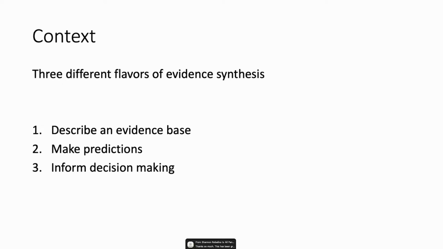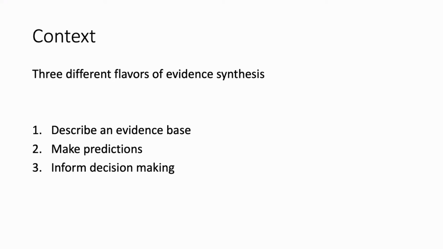So in general, let me offer the following observations: that we have at least three different flavors of evidence synthesis. The most common things that we do in evidence synthesis, and all the stuff that is done by Cochrane, by the EPC program, by all these entities that do systematic reviews, is foremost to describe an existing evidence base.